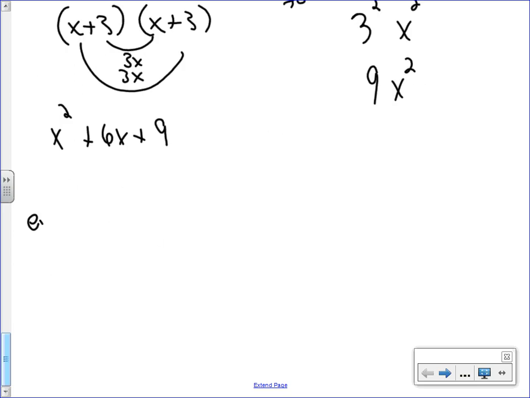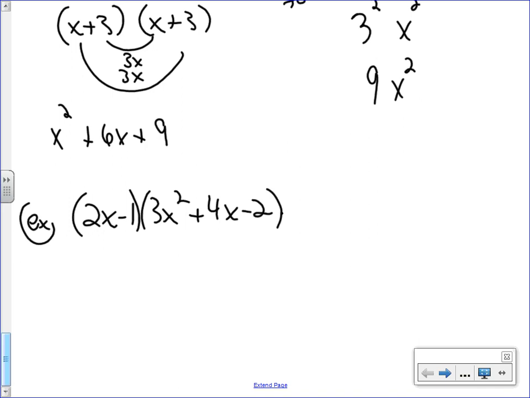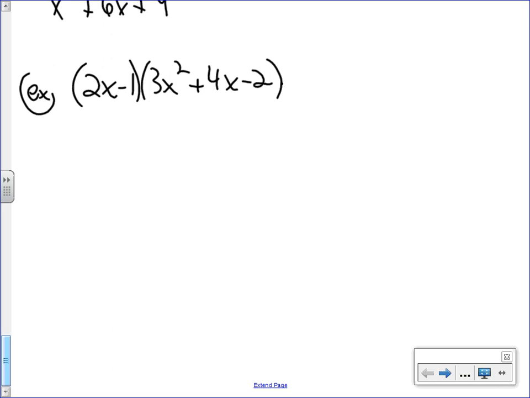One more example. Okay, now this is not a binomial times a binomial. What is it? It's a binomial times a trinomial. Okay, FOIL does not work. Did everybody hear that? FOIL does not work because FOIL has only got 4 parts to it, and this problem needs 6 parts. Okay, so what you want to do is either double distributive. I'll show you that one.